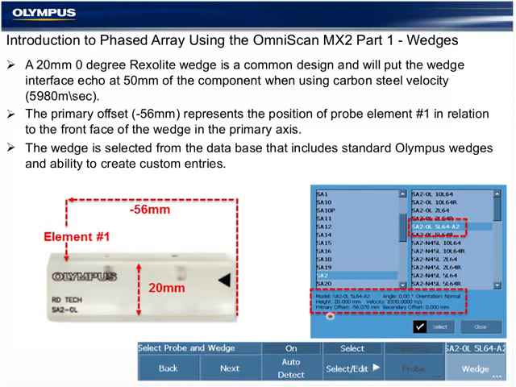It has nothing to do with the beam formation, but when the software knows that the position of element number 1 here is minus 56 millimeters from the edge of the wedge, the software can return data with the rulers and cursors in the correct position.